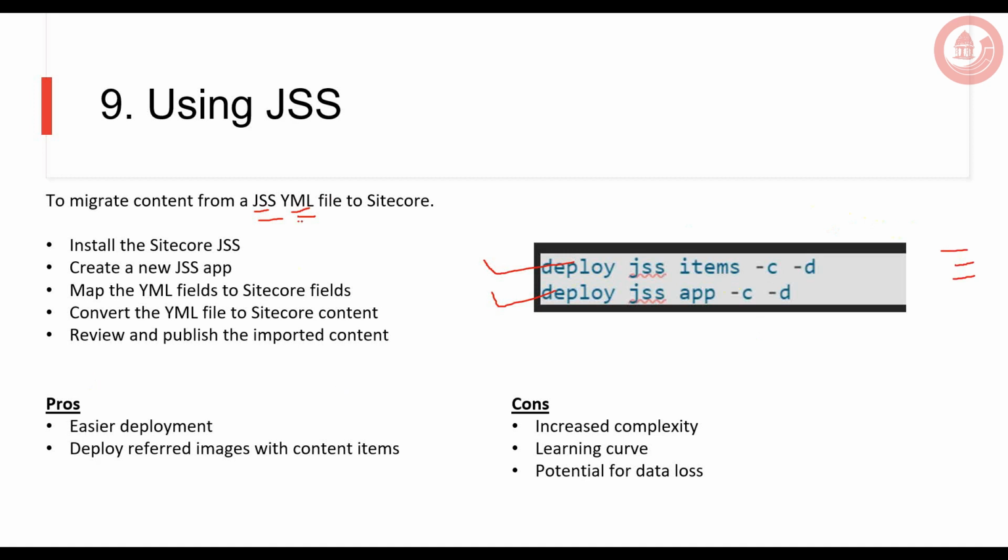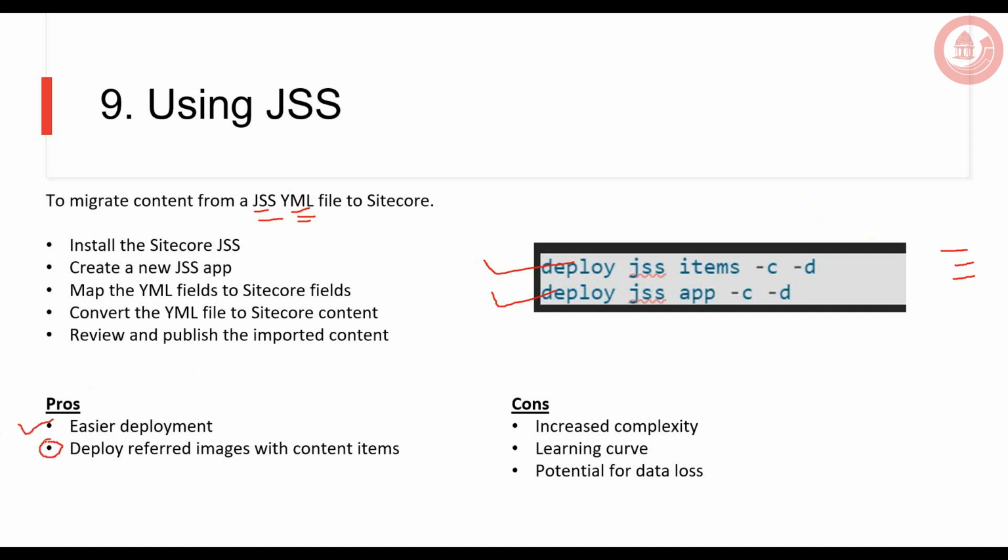Now, how will you create this YML file? Let's suppose you have a CSV file with almost 100 items in it, and now you want to generate it as a YML file. There is a tool available on GitHub, so you can use it and create the YML files from that CSV. You just need to do the data mapping, and then you can fire this command, and it will be created in Sitecore. So it's very easy.